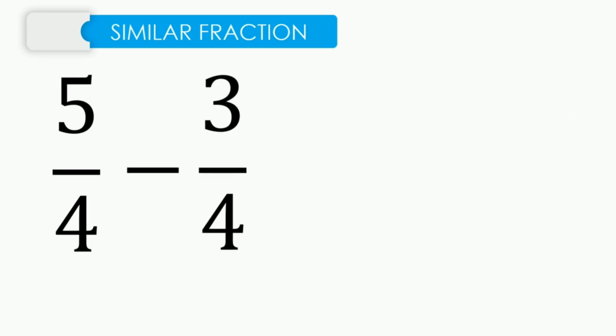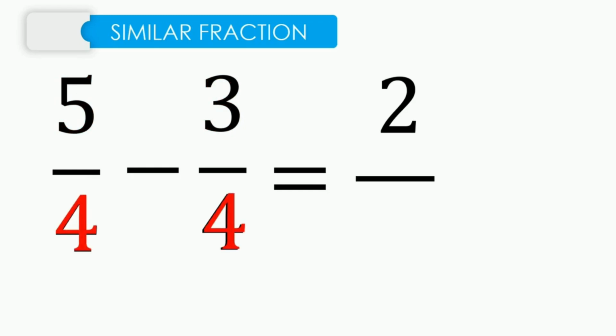In this example, we have an improper fraction minus a proper fraction. Just like earlier, we need to subtract the numerator and copy the denominator. So we have 5 minus 3, and the answer to that is 2. Next, we copy the common denominator, and it's 4. So we copy 4. So the answer to the problem is 2 over 4.